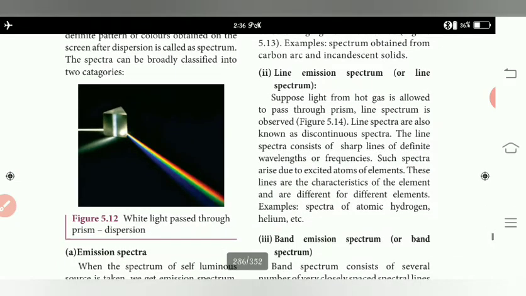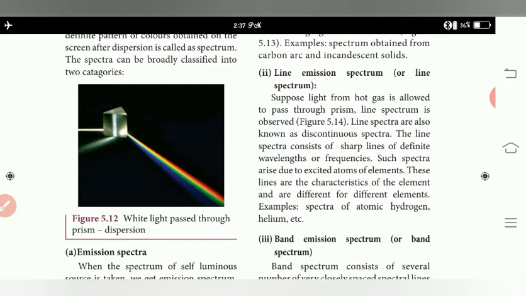Line emission spectrum, or line spectrum. Suppose the light from a hot gas is allowed to pass through the prism, a line spectrum is observed. Line spectra are also known as discontinuous spectra. The line spectra consist of sharp lines of definite wavelengths or frequencies. So spectra arise due to the excitation of atoms.